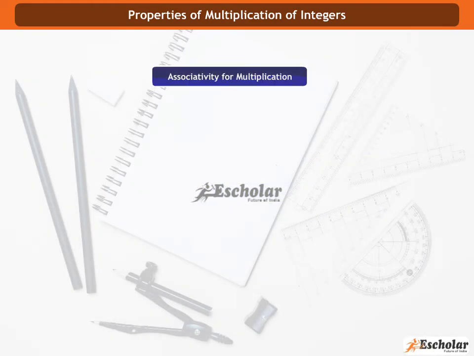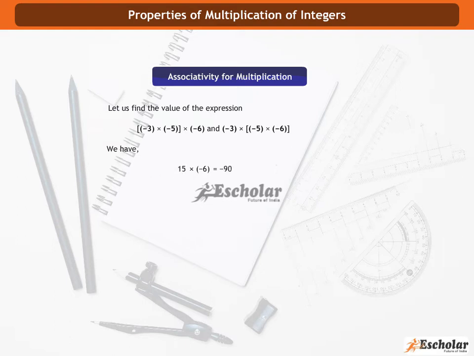Associativity for multiplication. Now, consider the integers minus 3, minus 5 and minus 6. Let us find the value of the expression minus 3 into minus 5 into minus 6 and minus 3 into minus 5 into minus 6. We have 15 into minus 6, which is equal to minus 90. Also, minus 3 into 30 is equal to minus 90. Therefore, the two expressions are equal.